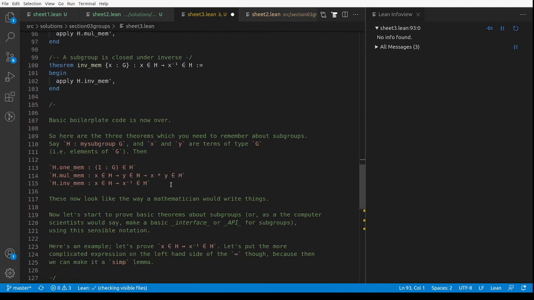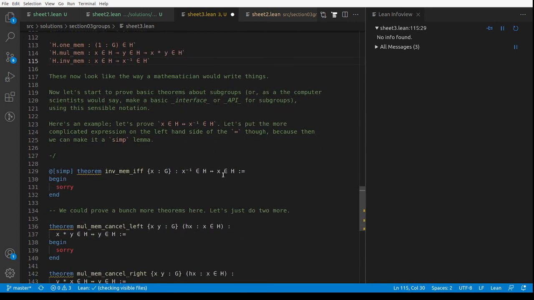So this is what you need to know, is that there's now a new type called my subgroup G, and if H is a term of that type, then H is a subgroup of G, and we have these three basic facts, which now have no mention of carriers, and look how we would expect them to look. I think maybe I'll just stop here. I think maybe I'll do the proofs in another video. I think that's quite enough technicalities.